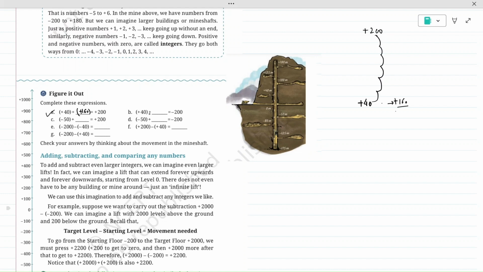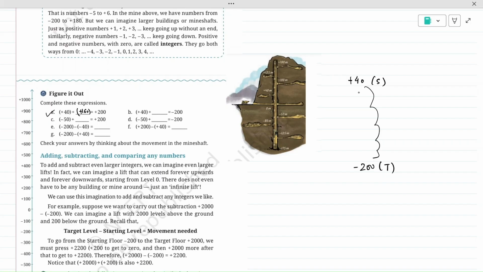Similarly, we have the second part. Now in this scenario, we have plus 40. We have to add some number to it so that we reach minus 200 in this case. That means we are at plus 40. This is our starting point. And this is plus 40 and this is the minus 200 target point. And we need to take the movement here so that we reach minus 200. So how many steps we have to take, kids?